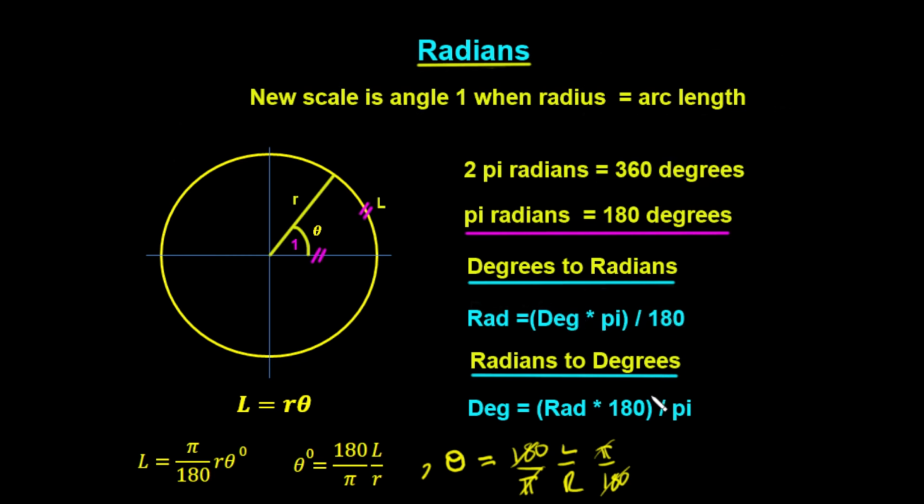Now to go the other way around, if you want to go from radians to degrees, then we're going to have to add in the factor of 180 upon pi. So we're going to have to multiply radians by 180 divided by pi.